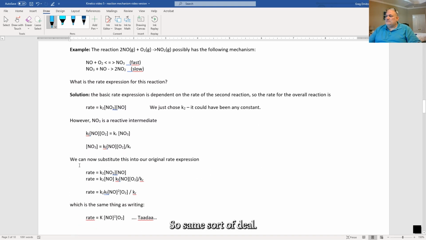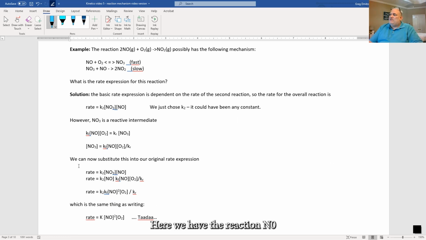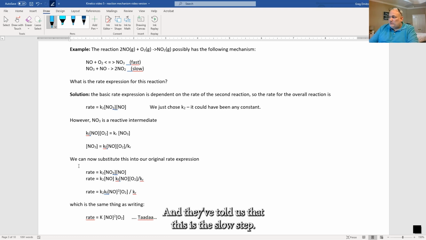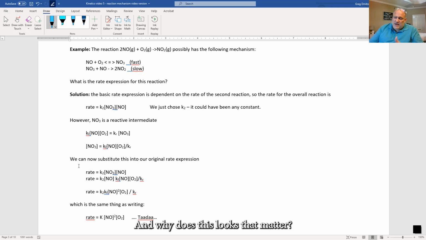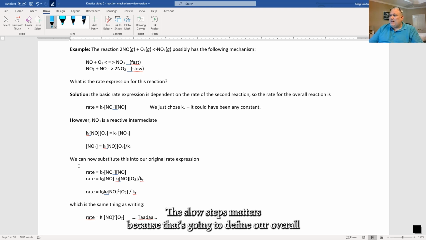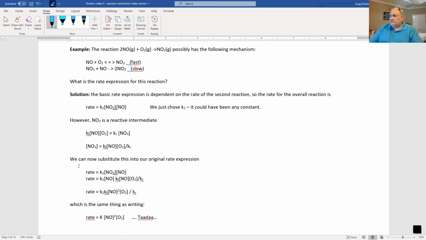So same sort of deal here. We have the reaction 2NO plus O2 goes to 2NO2, and we've been given two possible steps in our reaction mechanism. And they've told us that this is the slow step. And why does the slow step matter? The slow step matters because that's going to define our overall rate expression.